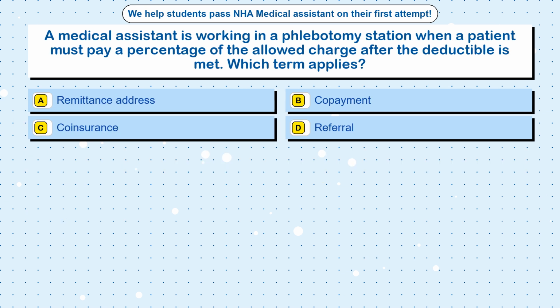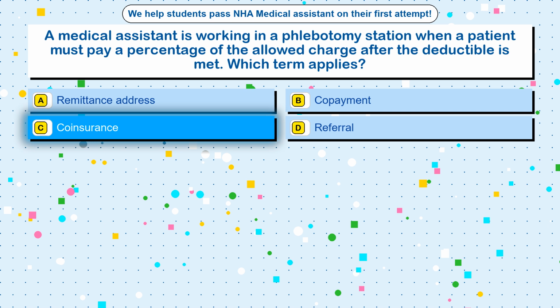Question 34. A medical assistant is working in a phlebotomy station when a patient must pay a percentage of the allowed charge after the deductible is met. Which term applies? Option A, remittance address. Option B, copayment. Option C, coinsurance. Option D, referral. The correct answer is option C, coinsurance.